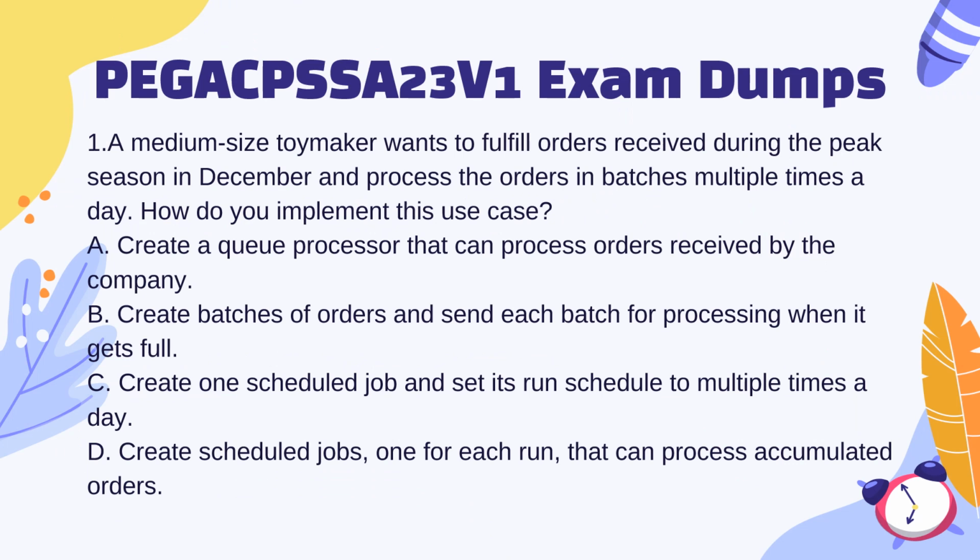1. A medium-sized toymaker wants to fulfill orders received during the peak season in December and process the orders in batches multiple times a day. How do you implement this use case? A. Create a queue processor that can process orders received by the company. B. Create batches of orders and send each batch for processing when it gets full. C. Create one scheduled job and set its run schedule to multiple times a day. D. Create scheduled jobs, one for each run, that can process accumulated orders.